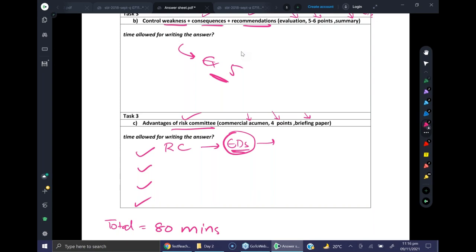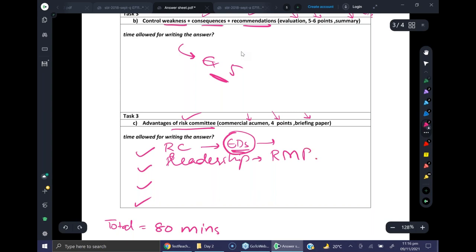Then I think overall having a risk committee provides the leadership for what? For effective risk management process. And there will be a kind of, what should I say, there will be a tone given by risk committee that yes, risk management is very important, and risk committee will help embed the importance of risk management at all levels.